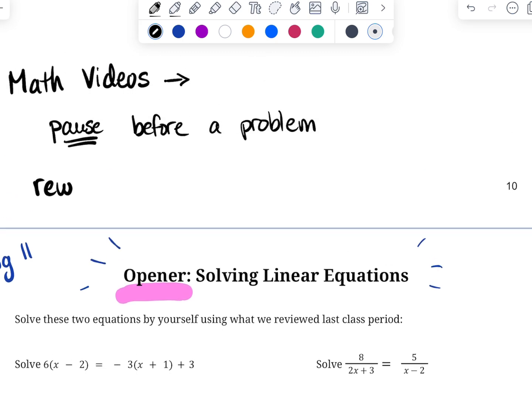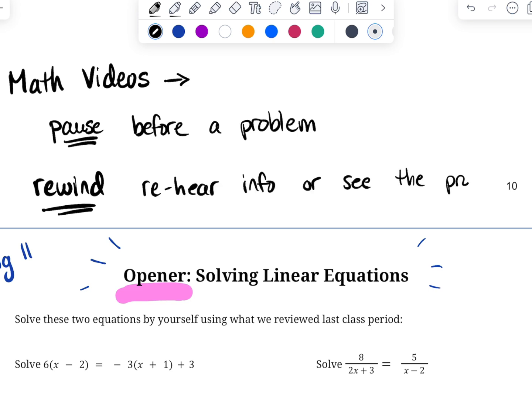So with that in mind, in addition to the pause feature, remember that you can rewind. Some people don't like watching videos to learn math, and I get it. We all like to learn in different ways, right? But you can't pause me or rewind me in class, but you can today. So do that. Rewind. That allows you to rehear information or see the process again. And that's a win, right? The more we do things, the more we see things, the more we know them, remember them, and understand them.